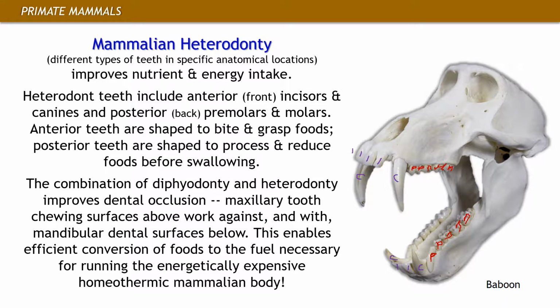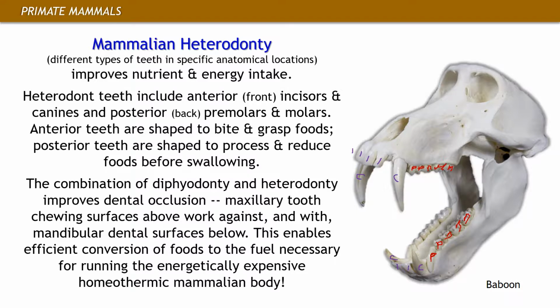So what happens with these back premolars and molars or cheek teeth? They are shaped to process and reduce foods before swallowing. So the mammal puts the food into its mouth and it begins processing the food with its teeth. This reduces the foods to small particles which mix together with saliva to create a bolus or ball that is the right size for swallowing.